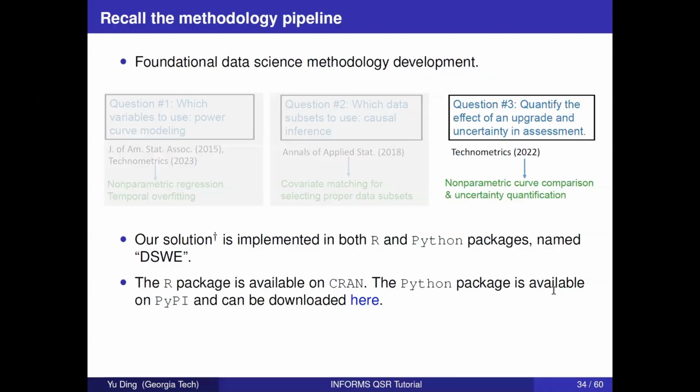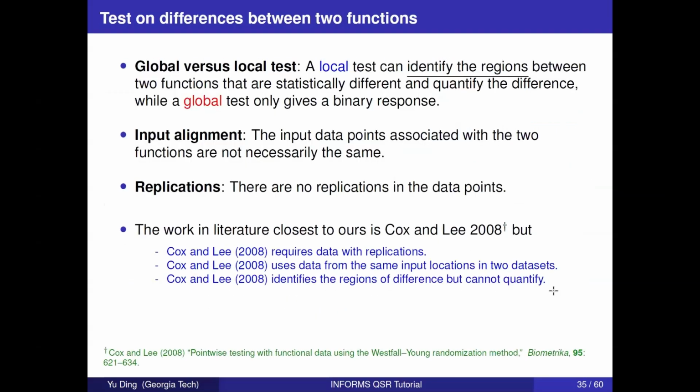And here, because we use a Gaussian process model, the quantification is relatively easy to do. Now what we needed to do is quantify two power curves, two functional curves. And in order to quantify these two functional curves, we also want to do a so-called local test instead of a global test. By global test, what I mean is you give a binary response to say curve 1 is different from curve 2. By local test, we want to identify the region between these two functions.